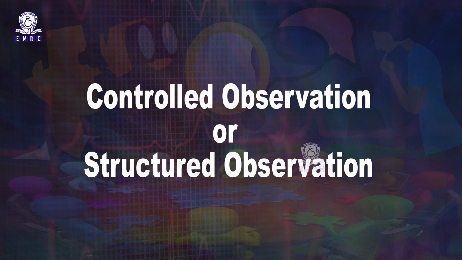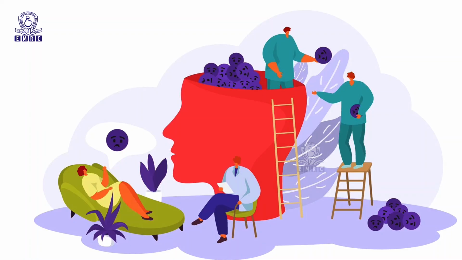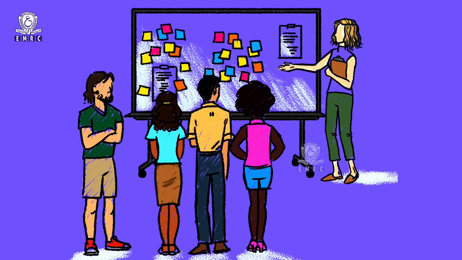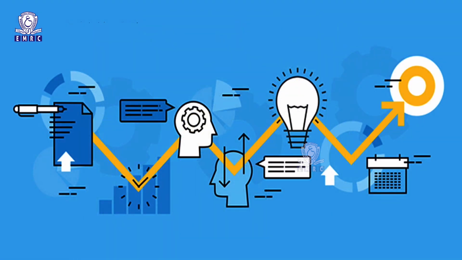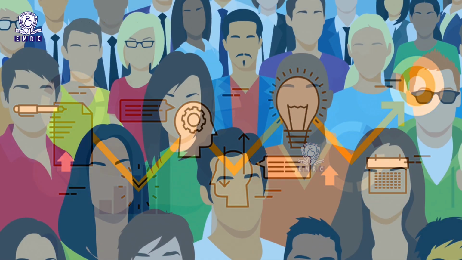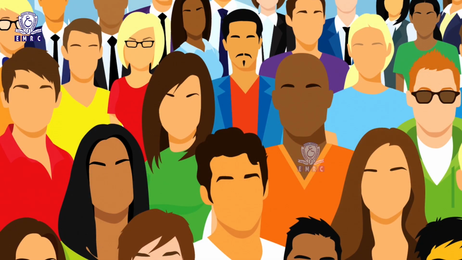Controlled observation or structured observation. Controlled observation, usually a structured observation, is likely to be carried out in a psychology laboratory. The researcher decides where the observation will take place, at what time, with which participants, in what circumstances, and uses a standardized procedure. Participants are randomly allocated to each independent variable group.